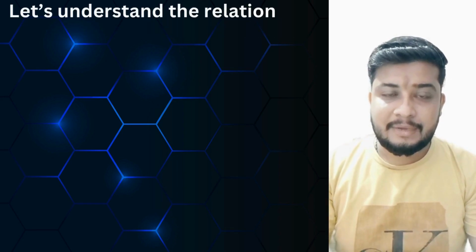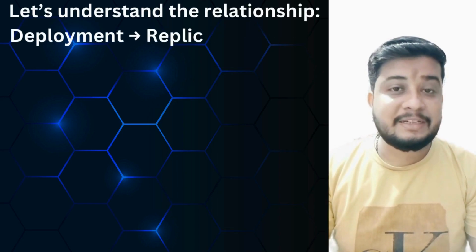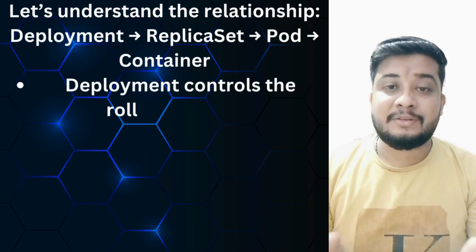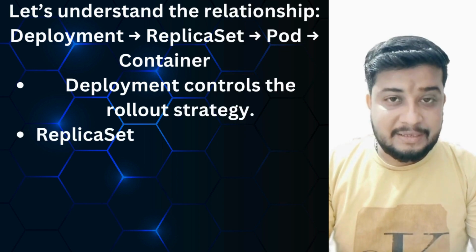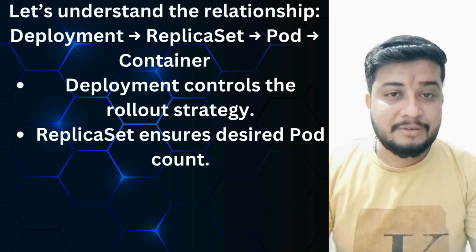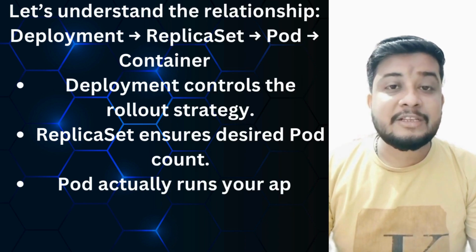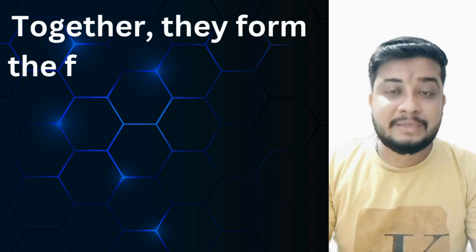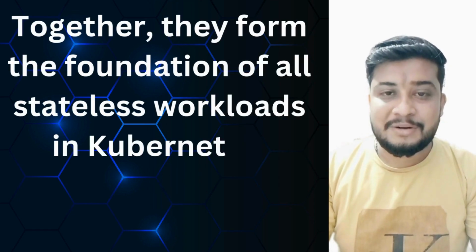Besides deployment, let's understand the relationship, right? Deployment, replica set, pod, and containers. Deployment controls the rollout strategy, the replica set handles the desired pod count, and a pod actually runs your app container. Together, they form the foundation of stateless workloads in Kubernetes.